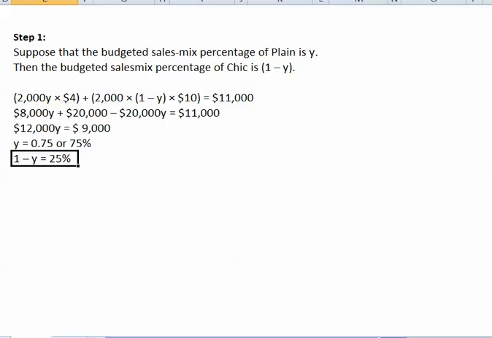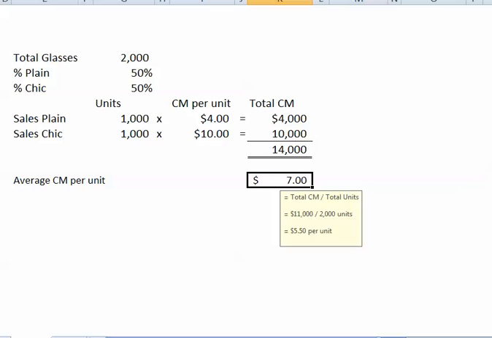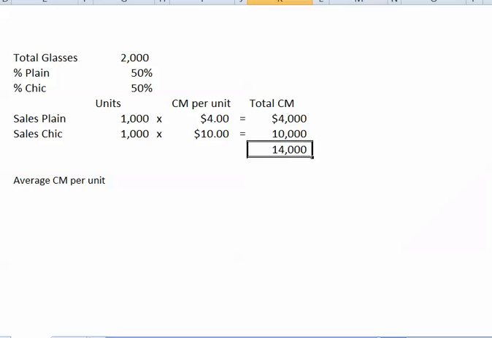We could also do this using Goal Seek in Excel. Let's set up a small worksheet here. Again, we have 2,000 total glasses. If it was 50% plain, 50% chic, we'd have 1,000 units of each multiplied by their contribution margins. Adding them up, we would get a total contribution margin of $14,000. But that's not what it was. We were told that it was $11,000.